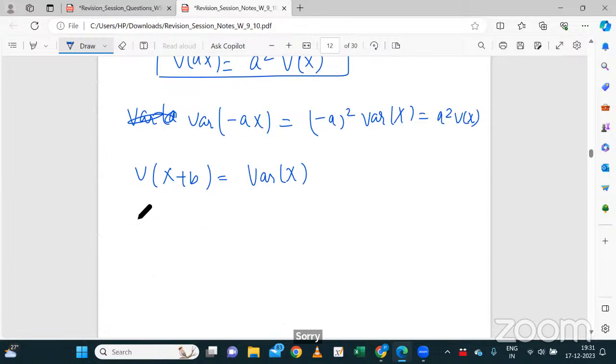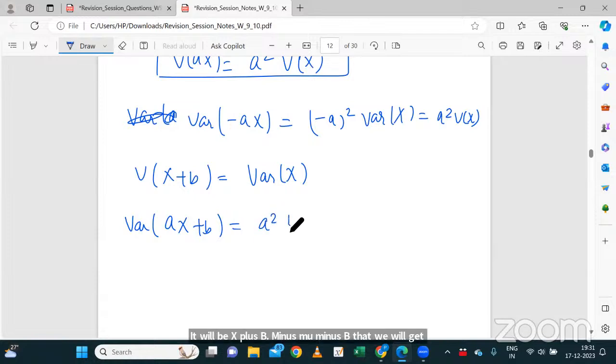Okay, what about variance of ax plus b? It is a square times variance of x, right?